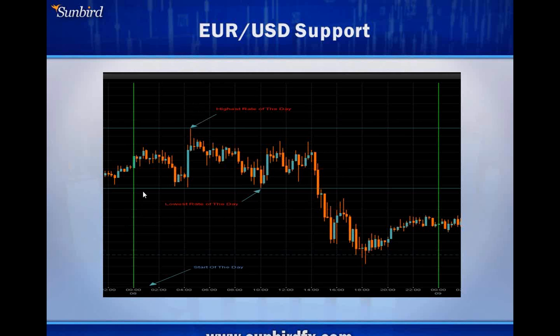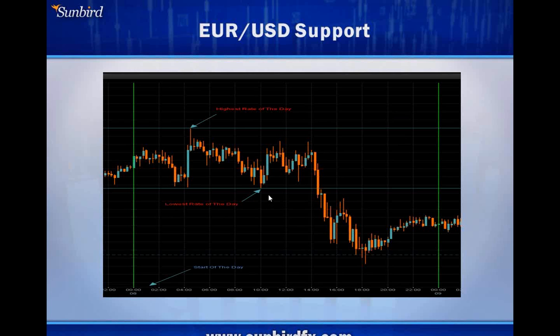So I'm telling myself if it passes through resistance, go long, open a long position. And when I say if it passes through, I'm going to use the word break. If it breaks through my support, which is my lowest rate, I'm going to go short. I'm going to make a sell position.